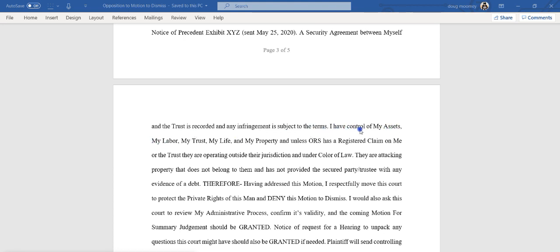I have control. Okay? You don't own anything, you control everything. Okay? David Rockefeller said that. You put everything in a trust, and you control the trust. You become the trustee, you become the controlling manager. My labor, my trust, my life, my property, and unless ORS has a registered claim on me or the trust, they are operating outside their jurisdiction.